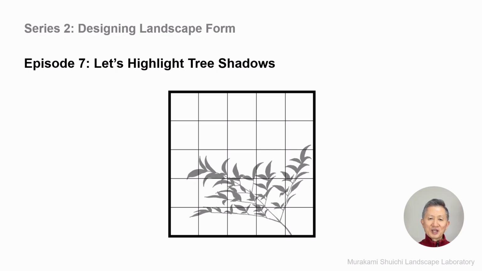The theme of this episode is Let's Highlight Tree Shadows. In the previous episode, we learned fundamental methods for composing a space of columns and canopies with trees, drawing inspiration from the work of Dan Kiley. In this episode, we will turn our attention to the shadows of trees. Through the practice of the renowned landscape architect James Rose, we will explore the forms and movements of shadows created by branches and leaves, and the ever-changing expressions of light and shadow over time.